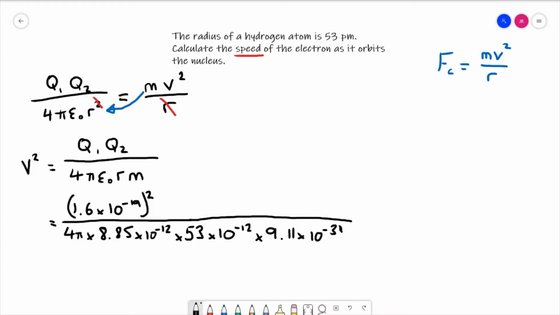Once we plug all that into the calculator, and obviously don't forget that we need to square root our answer because we were calculating v squared, we get our final answer for speed, once we've rounded it, to be 2.18 times 10 to the 6 meters per second. That, of course, is a perfectly reasonable answer. That's obviously just under 1% of the speed of light, so 10 to the 6 meters per second as an order of magnitude hopefully makes perfect sense.